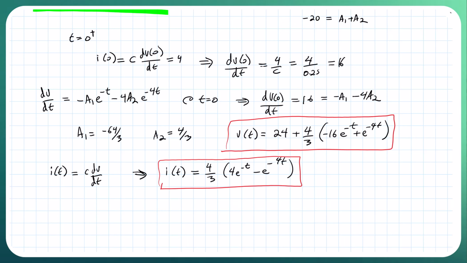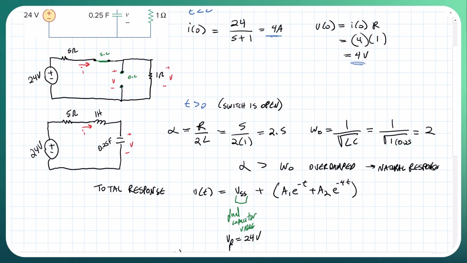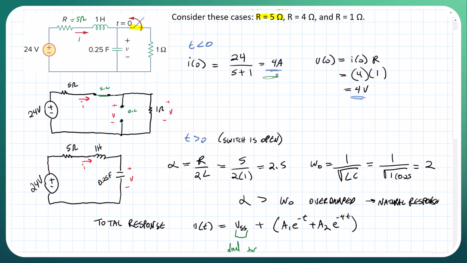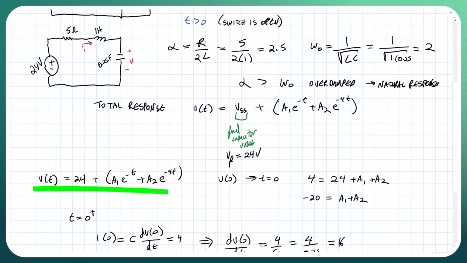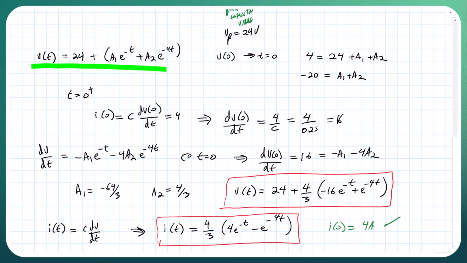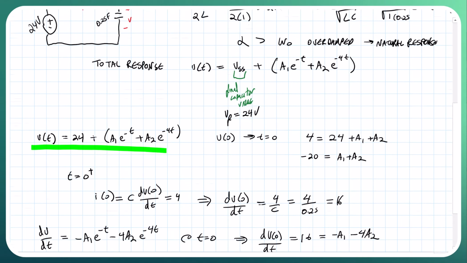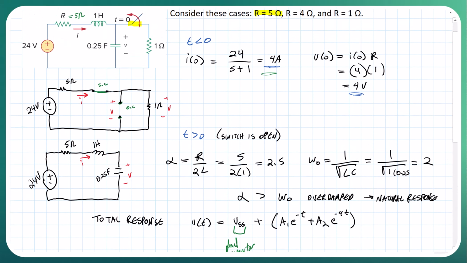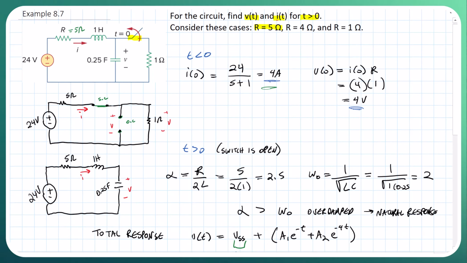If you wanted to test this, you could say I of 0, and if we plug in 0 for time t here, we get 4 amps as we expected above. I of 0 we said was 4 amps here. Okay, and that's how you would do this problem for the resistance value of 5 ohms. I want you to repeat this for the other two values and see how to solve that problem. Okay, and then again, this is a step response of a series RLC circuit.